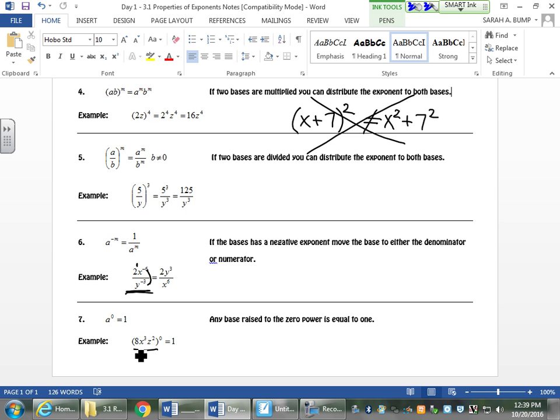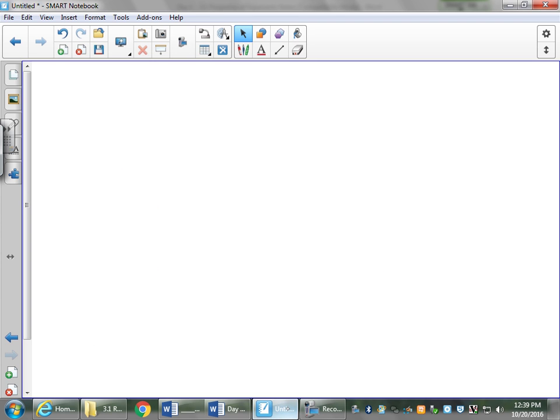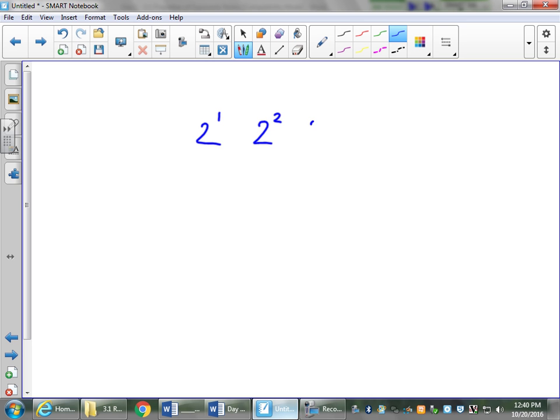Now the reason these last two properties work, I'm just going to pull up a blank sheet here and show you. I'm just going to pick a random number. I'm going to pick 2. It's a nice easy base to work with, and I'll show you the pattern. I'm going to take 2 and raise it to different powers, going up to 2 to the 4th, and write the result down below. So 2 to the 1st power is 2. 2 to the 2nd power is 4. 2 to the 3rd power, which is 2 times 2 times 2, is 8. 2 to the 4th power will be 16.